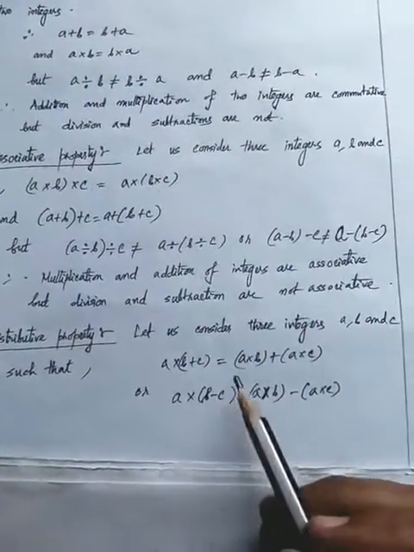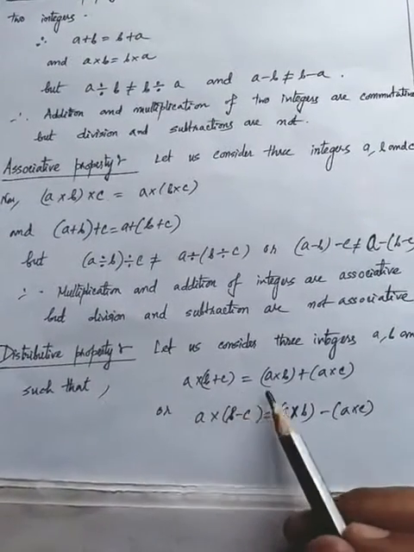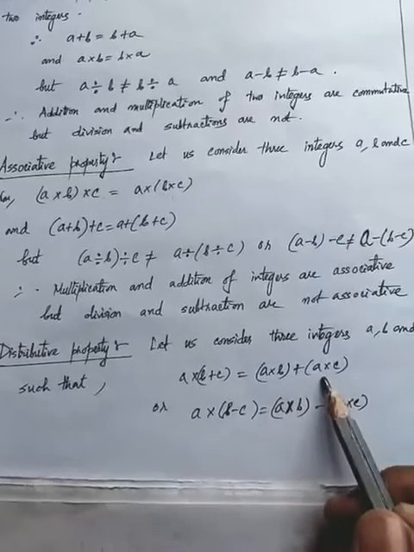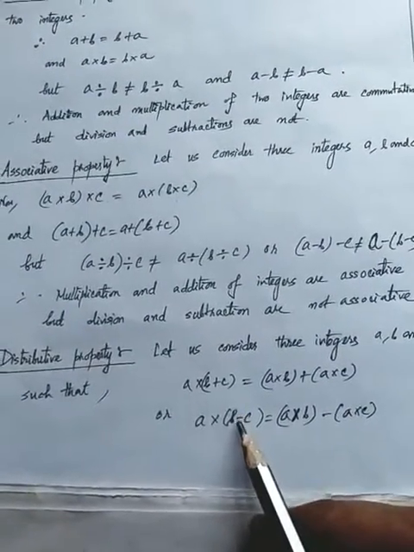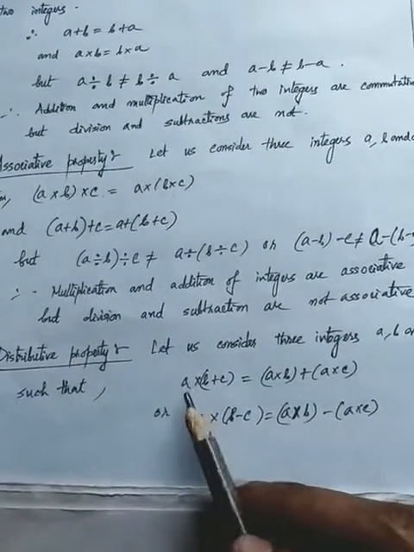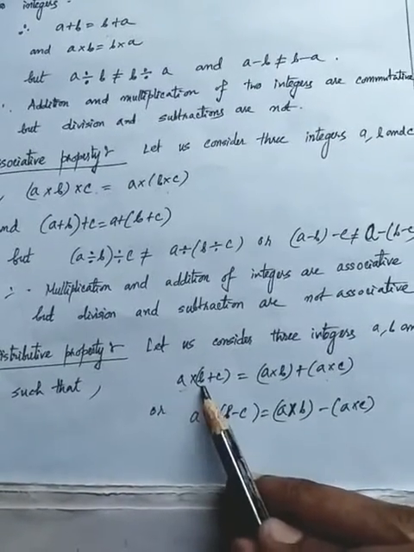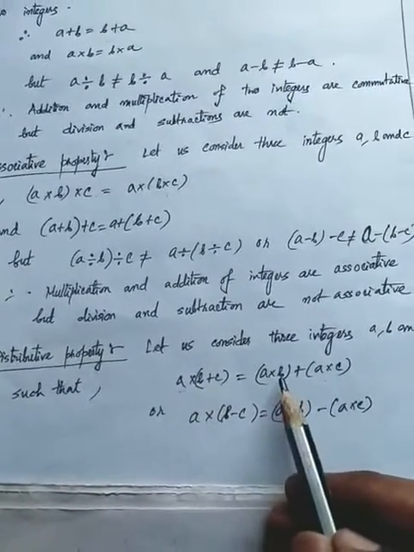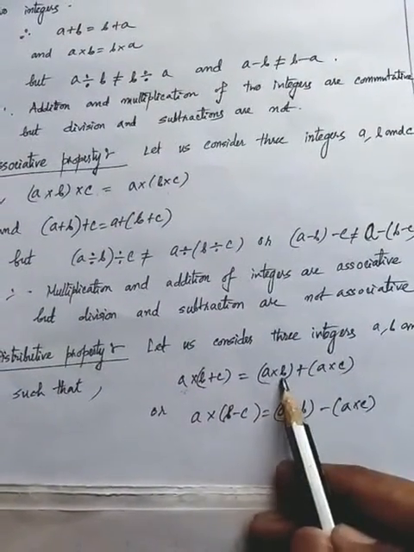Here we are again considering three integers a, b and c. As you can see, I have written a into b plus c can be written as a into b plus a into c. The same thing is true for subtraction also. If I change this plus by a minus, the same thing will be applicable. You can see from this expression, it appears like this a is being distributed between b and c. A was outside, but on the right hand side, this a has been distributed between b and c.